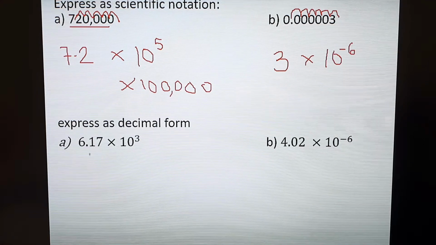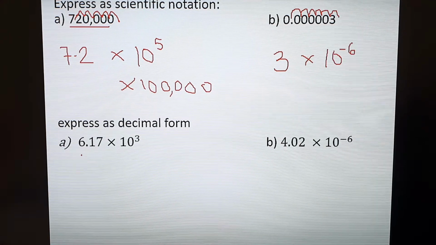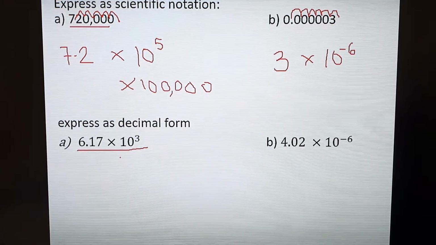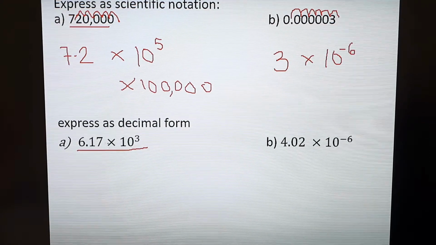Now we can go back the other way as well. We can express our scientific notation as a basic numeral. Now they say decimal form in the textbook, but what they're basically saying is just get it back into a number or non-scientific notation. So over here it says times 10 to the power of 3.